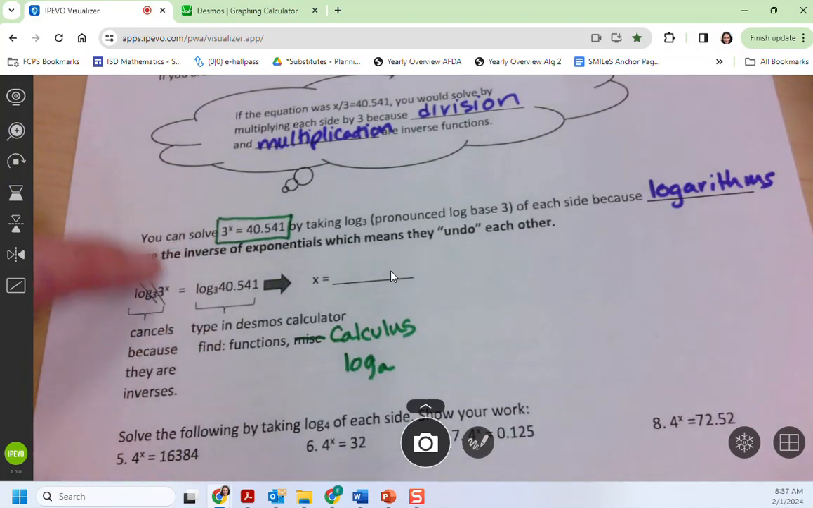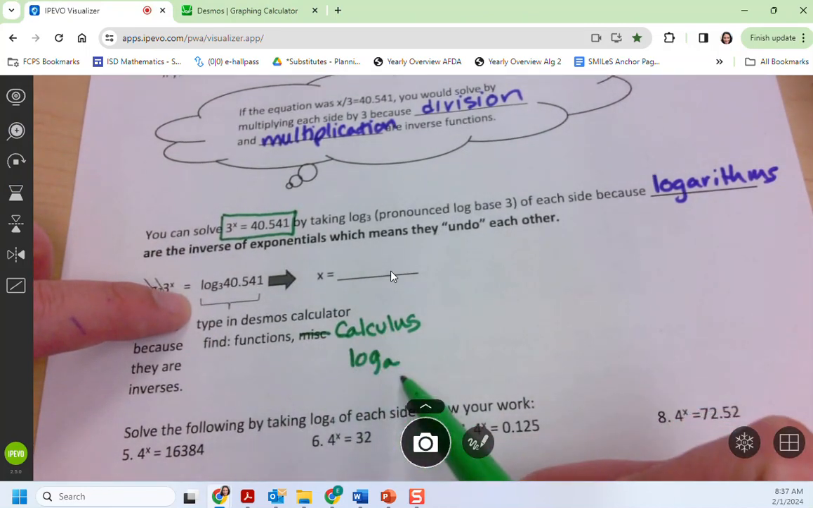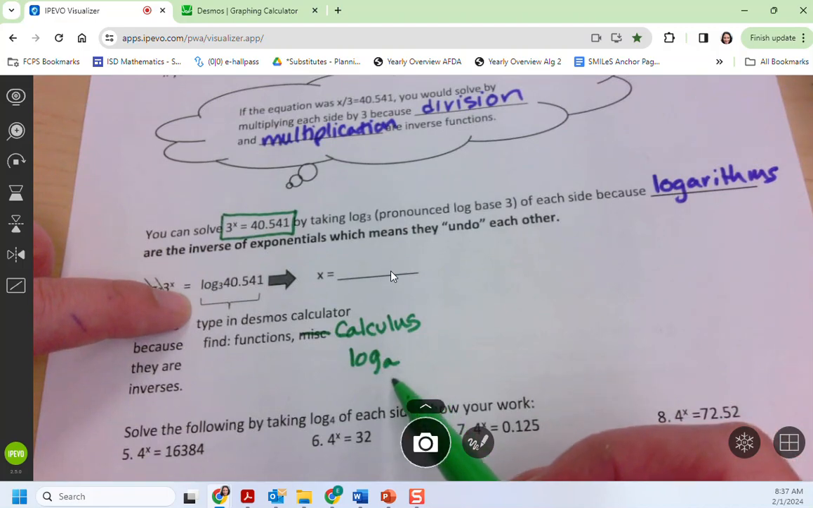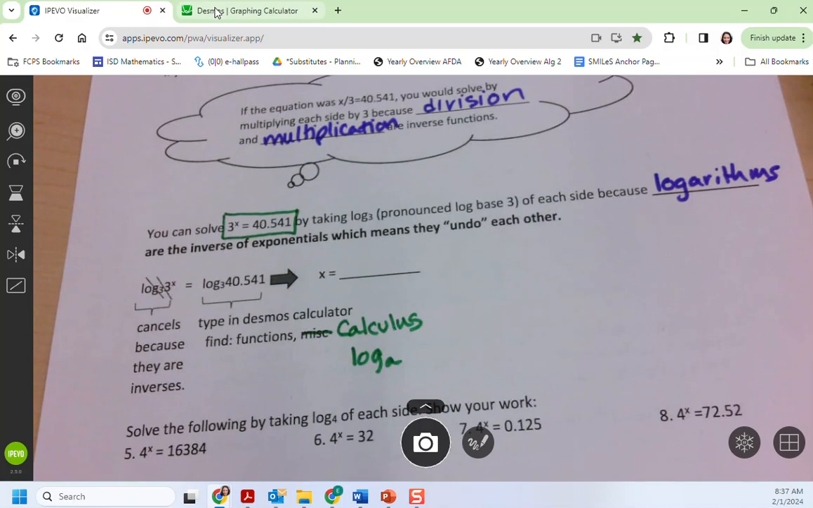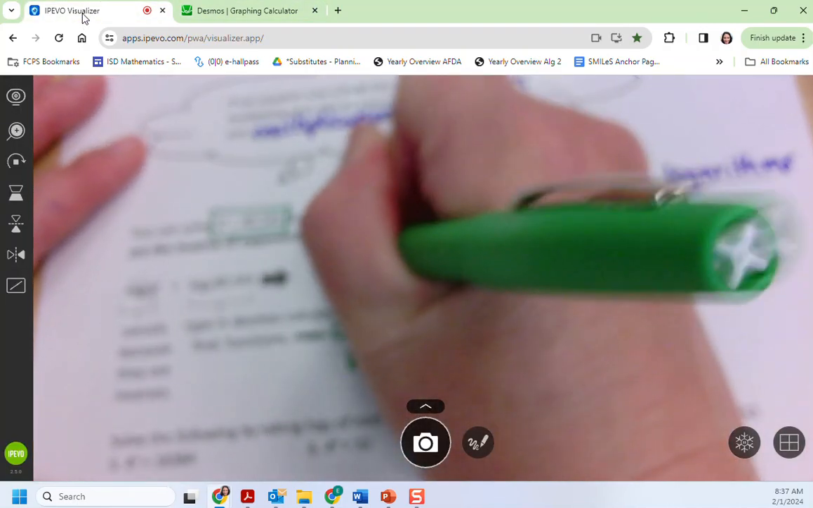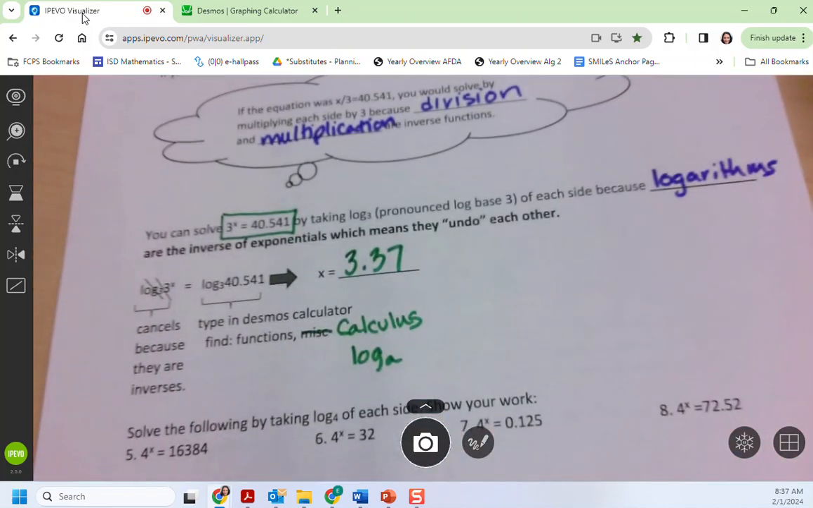So remember, when you go to functions and calculus, you're choosing log A, not just regular log. That way you can put in the base of 3. And then, did I say we got 3.37? Yeah. Where is it? Okay, I'm going to show you.